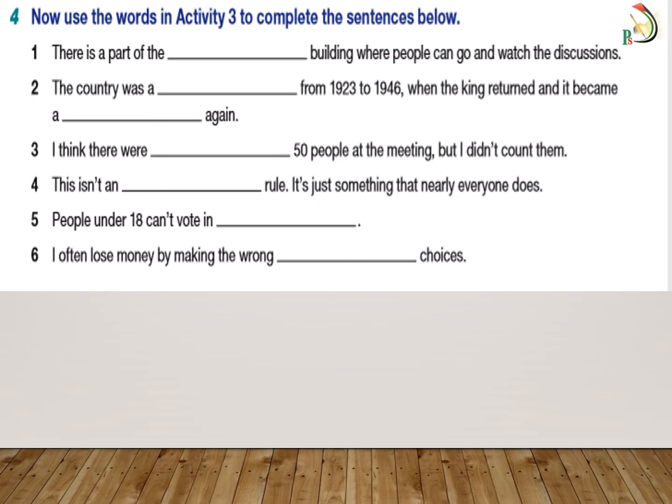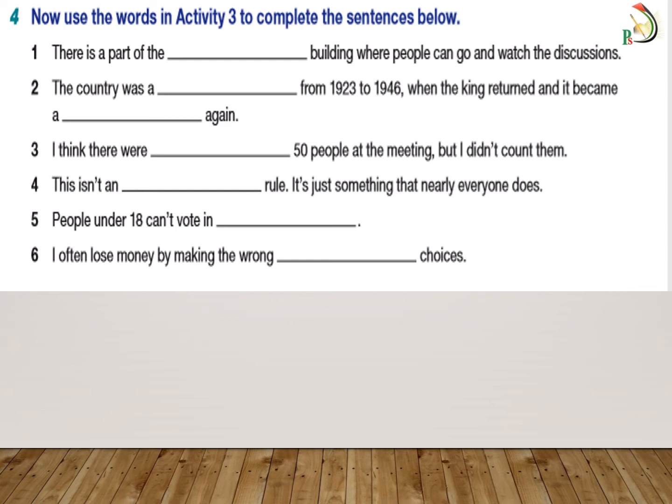Number one, there is a part of the blank building where people can go and watch the discussions. Number two, the country was a blank from 1923 to 1946 when the king returned and it became a blank again. Number three, I think there were blank 50 people at the meeting, but I didn't count them. Number four, this isn't a blank rule, it's just something that nearly everyone does.